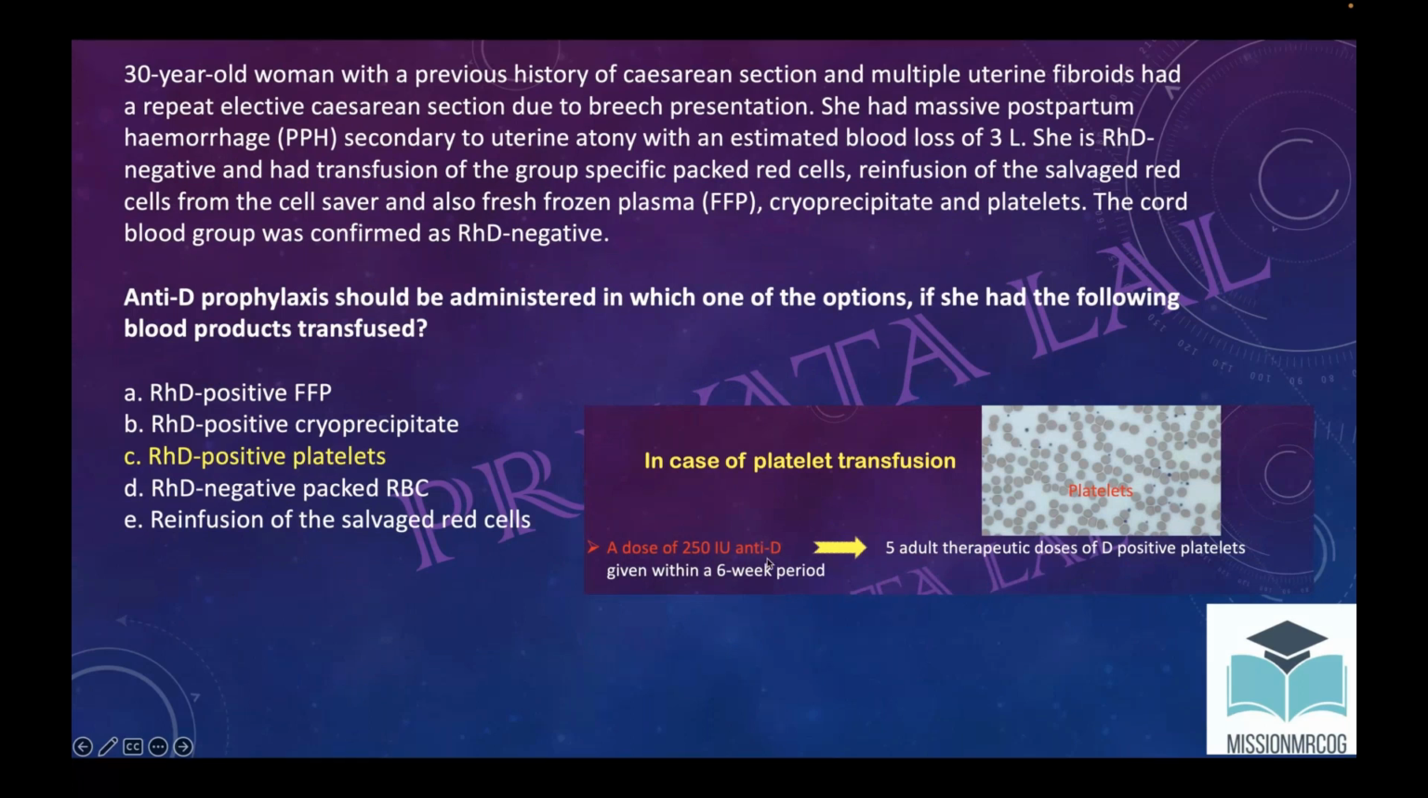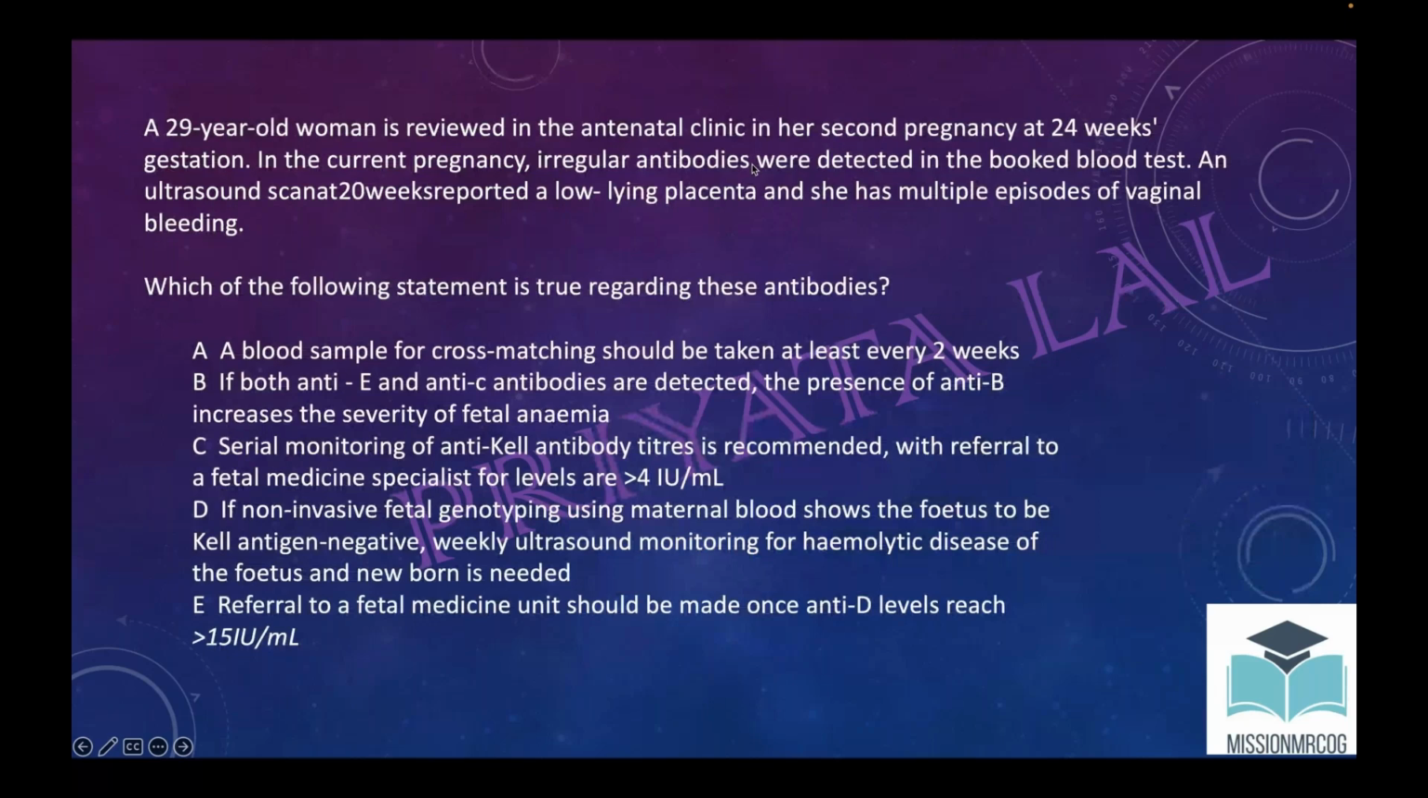So a 29-year-old woman in antenatal clinic in the second pregnancy, 24 weeks. In the current pregnancy, she has irregular antibodies detected with a booking blood test. Ultrasound scan at 20 weeks reported a low-lying placenta, with multiple episodes of bleeding. What statement should be true regarding antibodies? Blood sample for cross matching to be taken every 2 weeks.